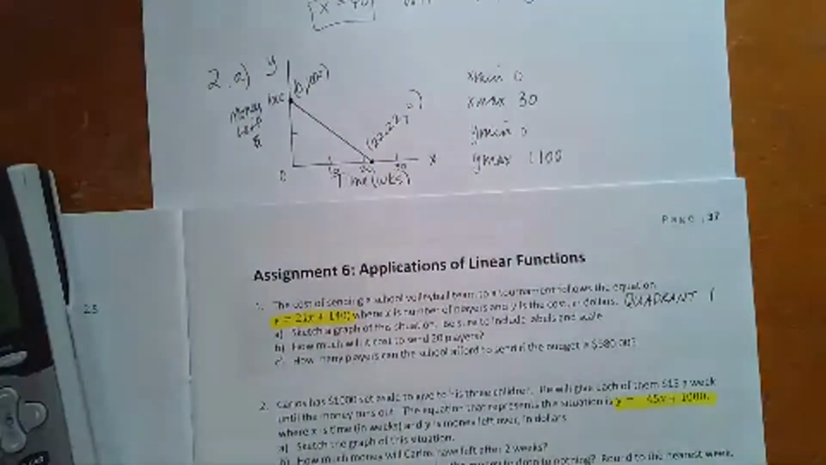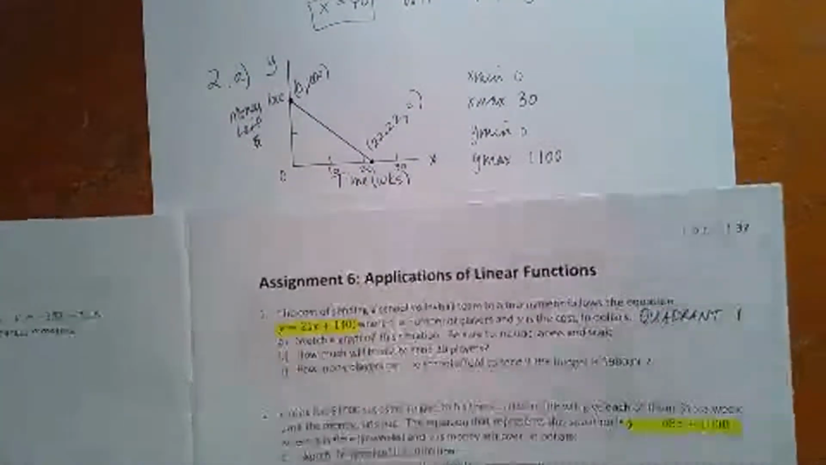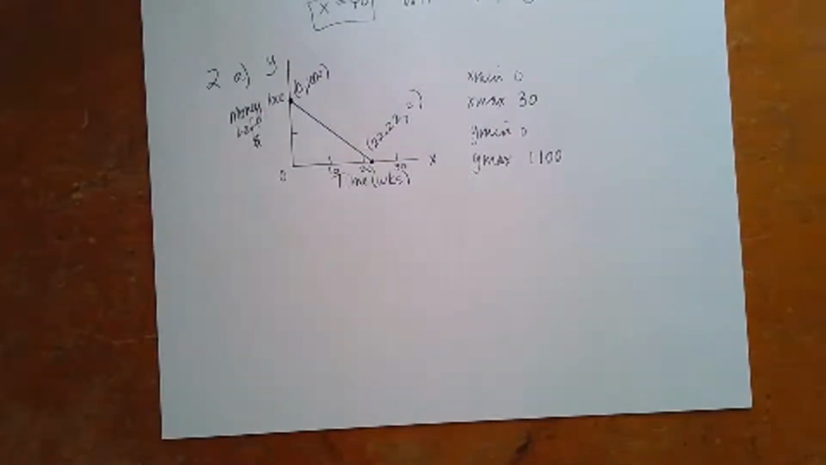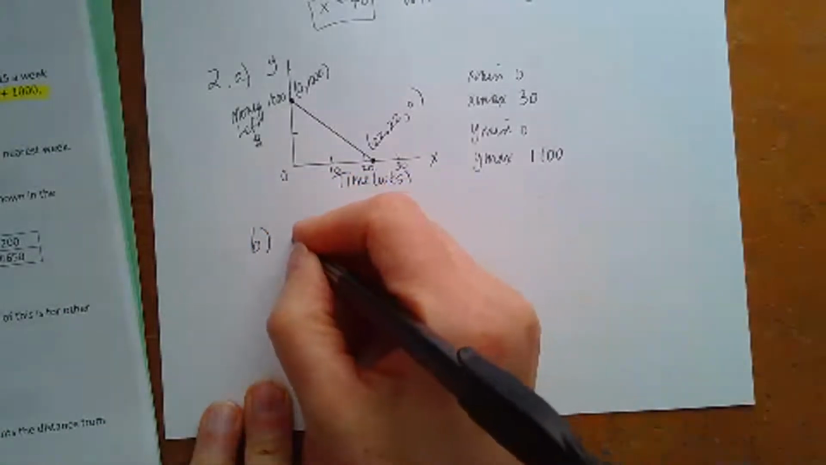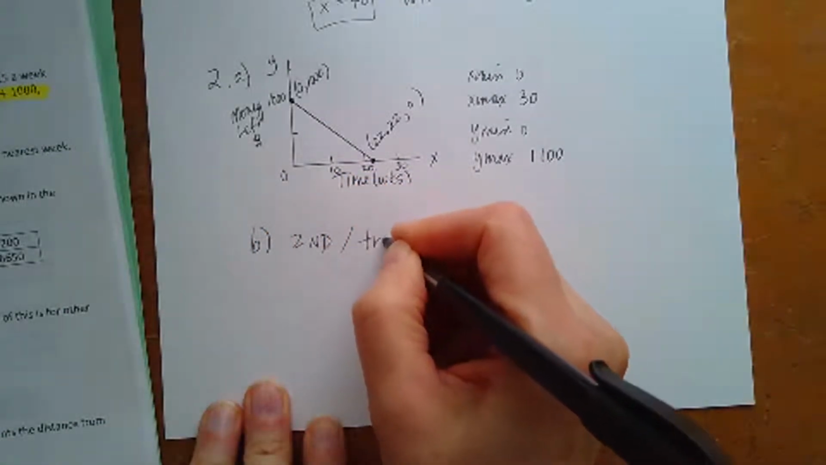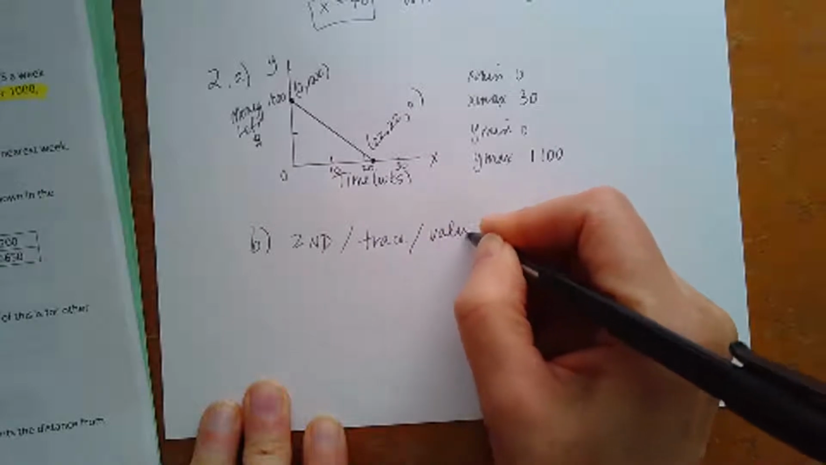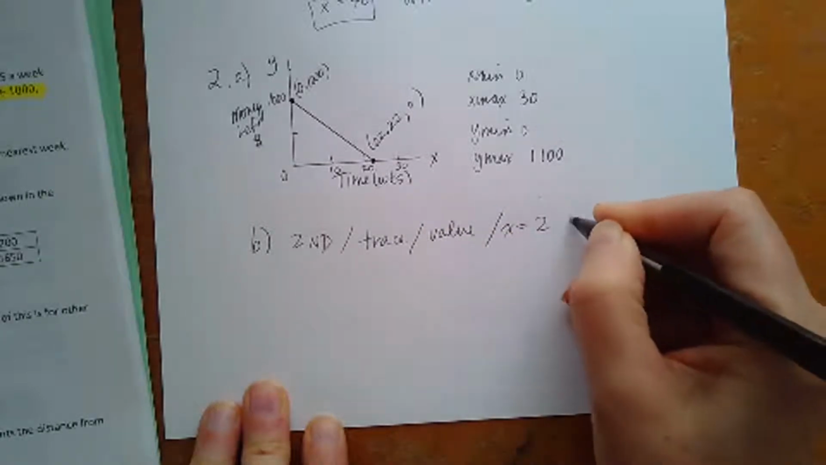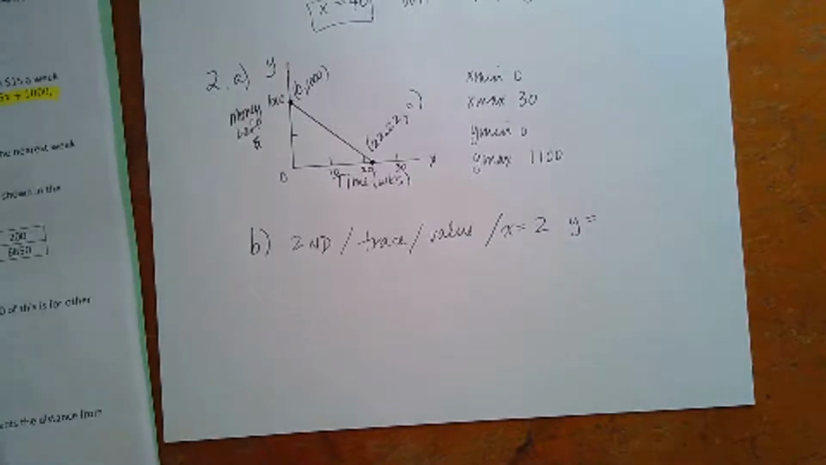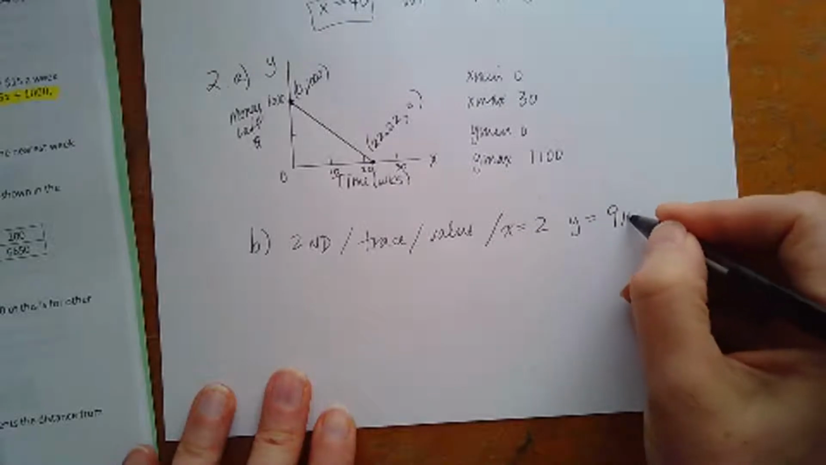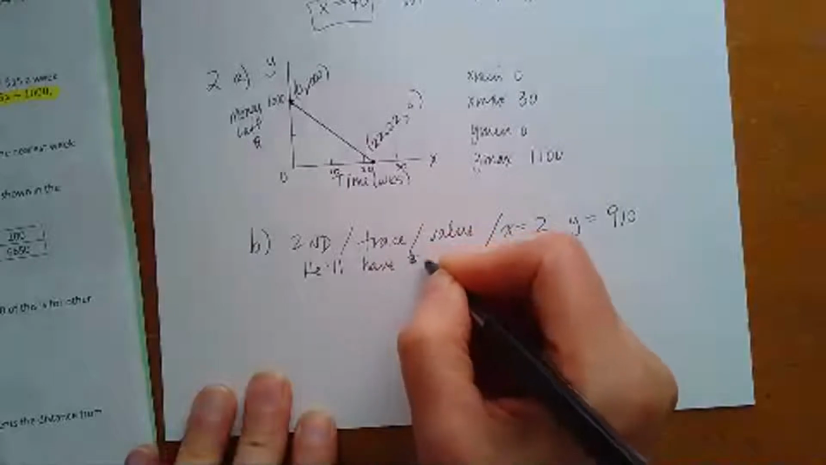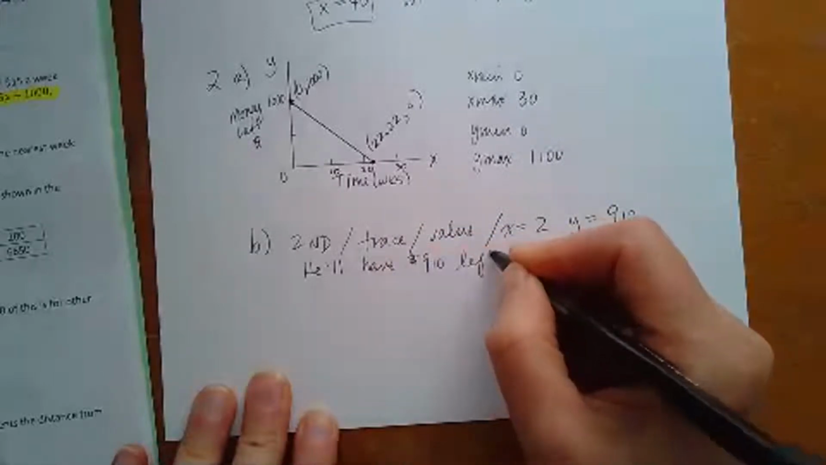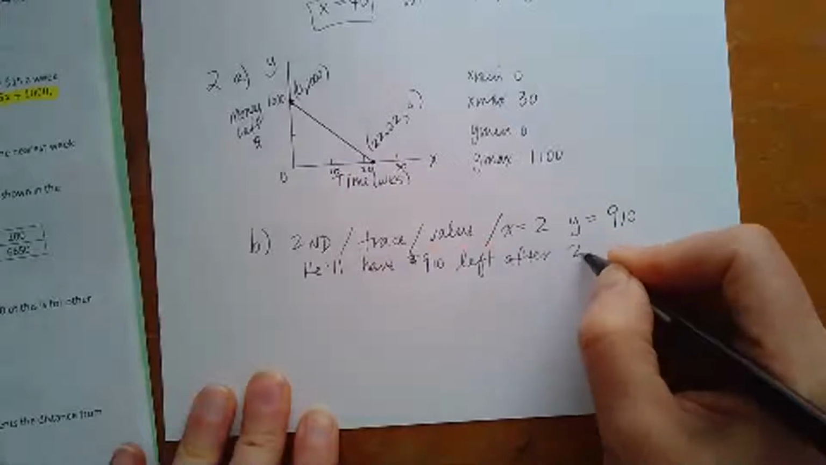That's part A. Then they ask me, how much will he have left after 2 weeks? Okay, so how much will Carlos have left after 2 weeks? So that's an easy one, right? Second trace value. X is 2. All right, what does Y give us? 910. He'll have $910 left after 2 weeks.